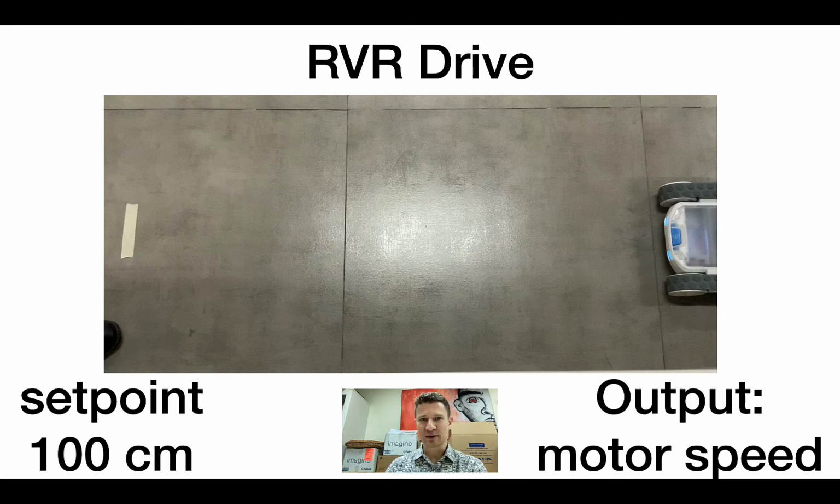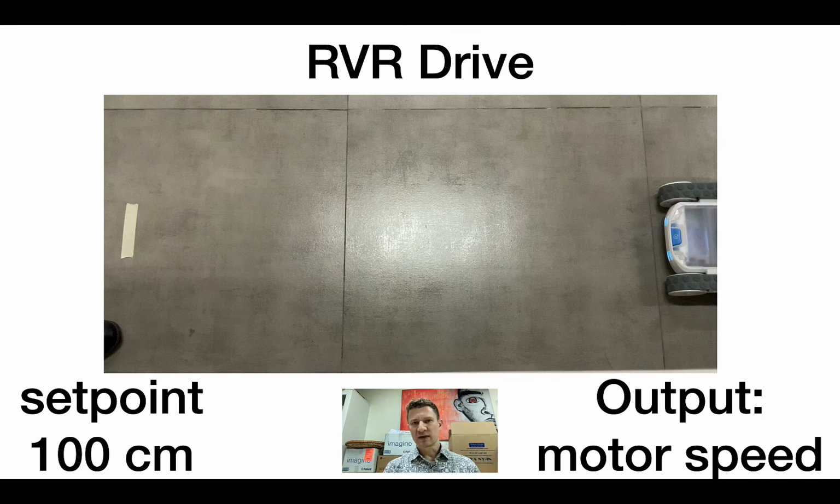It's online, you can buy one, and you can control it through an app on your phone, your iPad, or your computer. And the control problem we want to try to solve is we would like it to drive from where it starts at this line on the right-hand side to this tape on the floor, which is 100 centimeters away. That desired distance that we want the robot to drive, we call the set point. So the set point for all of the code that we're going to be using today is 100 centimeters.